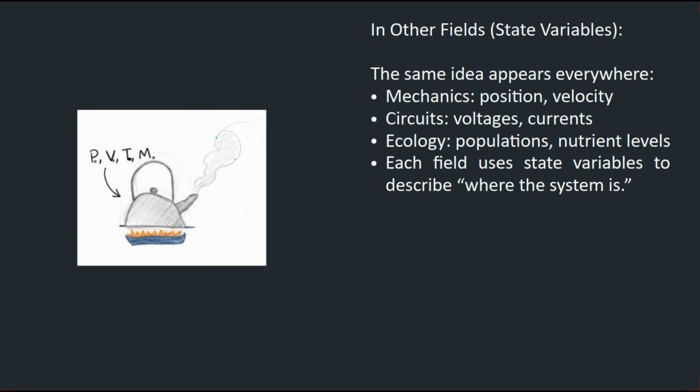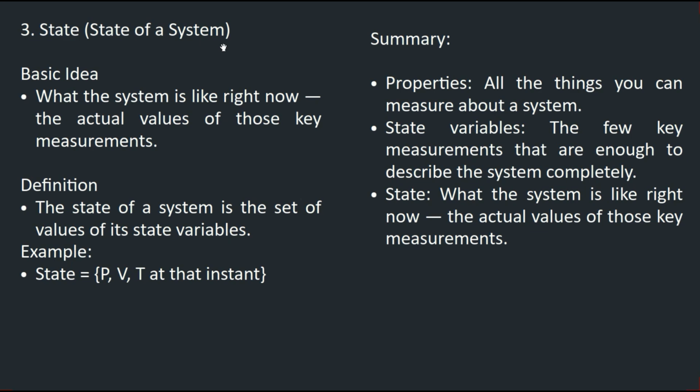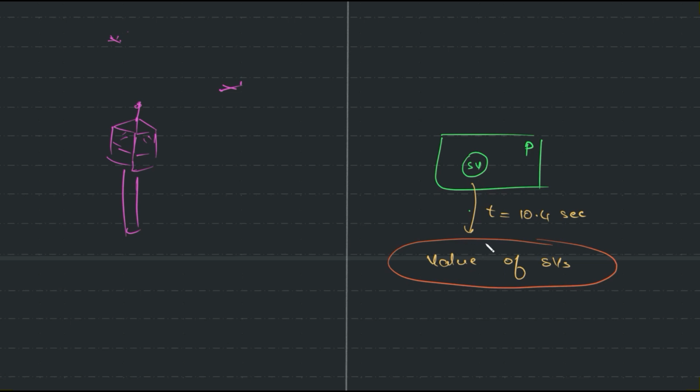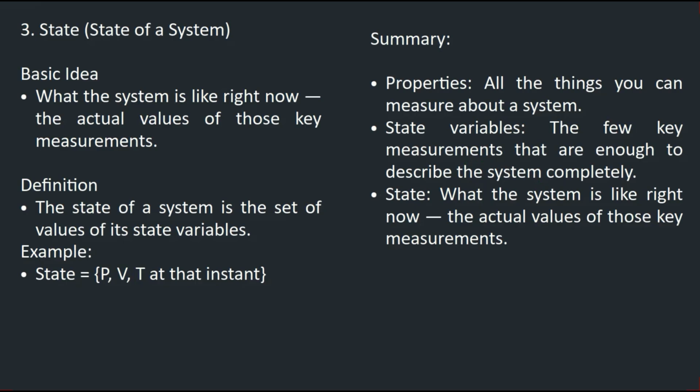Now, one last term, that is the state or state of a system. State is, at that moment of time, what are those values? Again, we know state variables. So if I take state variables and I tell you, at 10.4 seconds, what is the condition? What are the values of state variables? Now pick out each and every value, and that is your state. Okay, and that is your state of a system.